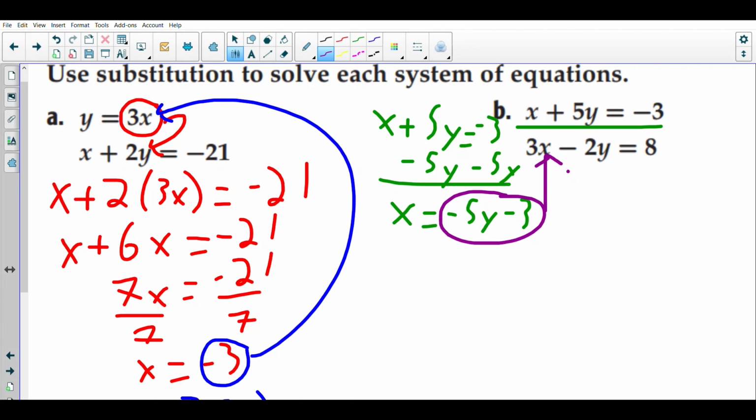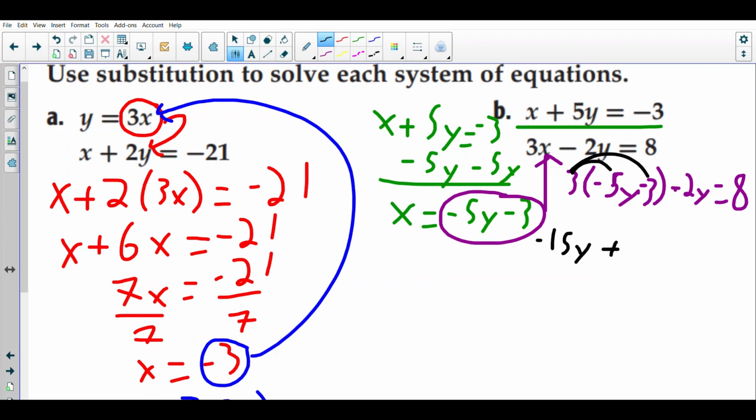So then I get 3 times, hopefully I don't run out of room here, 5y minus 3 minus 2y is equal to 8. And so from here, I'm just going to do some simple arithmetic, some algebra. So I'm going to distribute. So I get -15y, sorry, not plus, that's a typo, -9 minus 2y is equal to 8.